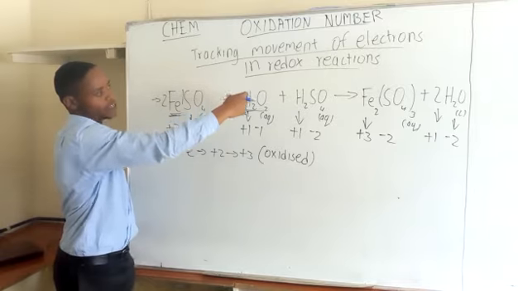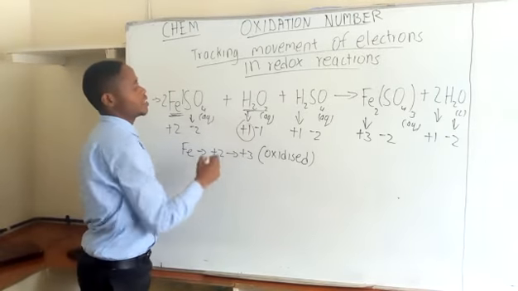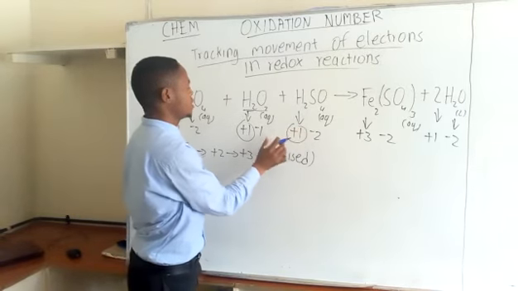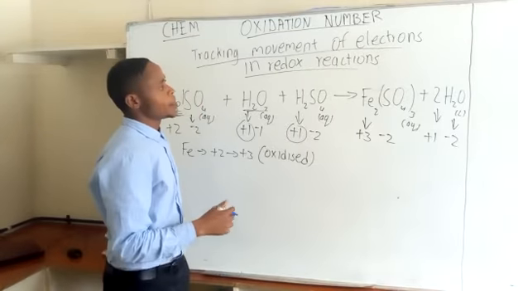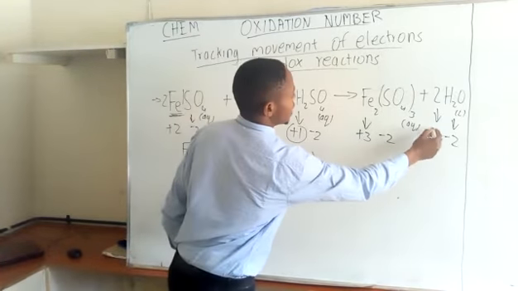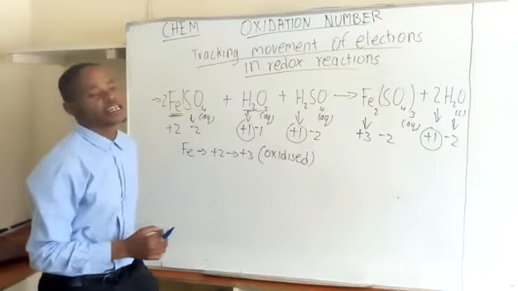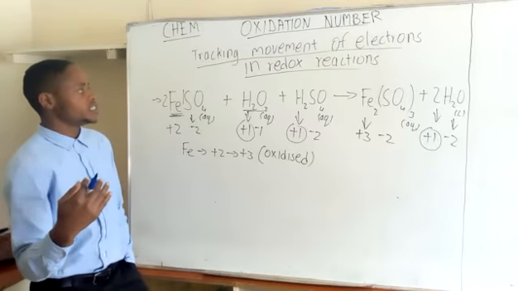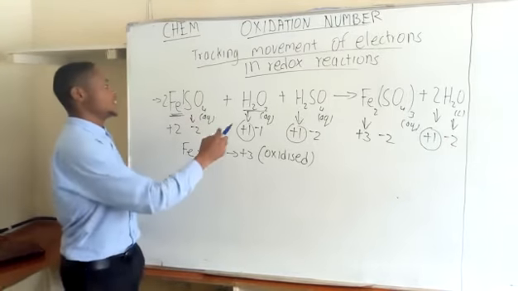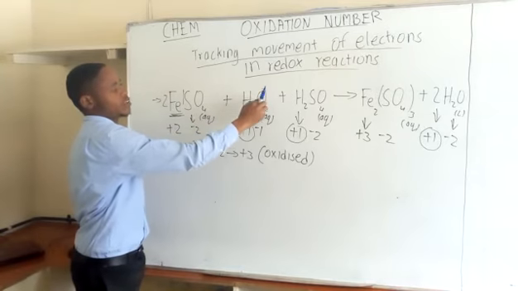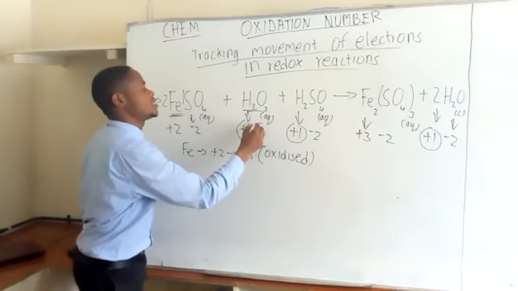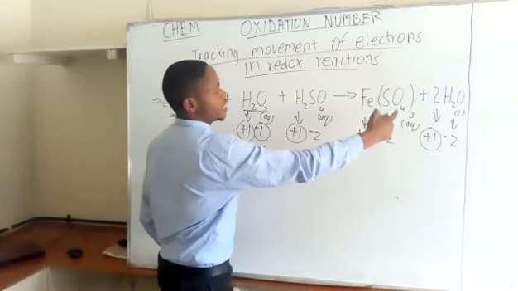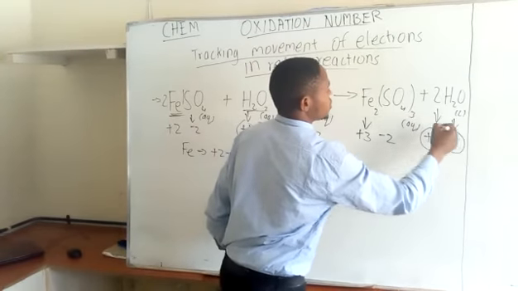Let's go to the hydrogen. In the hydrogen peroxide, it's +1, and we also have another hydrogen here, still having the same oxidation number. When you come to this other side, hydrogen is still retaining the same oxidation number. So it is not being oxidized, nor is it being reduced. Let's go to the oxygen. Look at this. The oxygen in the hydrogen peroxide had an oxidation number of -1, and here the oxidation number went to -2.